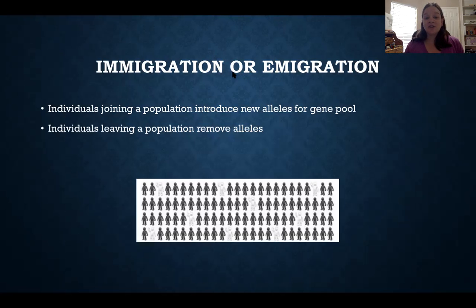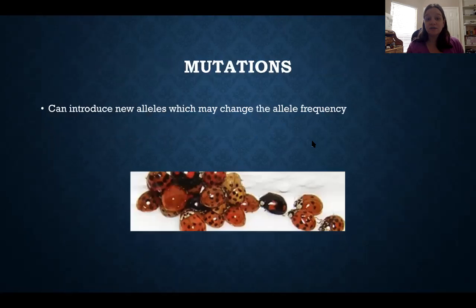Immigration or emigration, that's going to either introduce new alleles when you have new individuals come in, and then individuals that leave obviously take their alleles with them. So we're going to have a change in the allele frequency just by individuals coming in or going out. Mutations can introduce new alleles, and that could change the allele frequency.